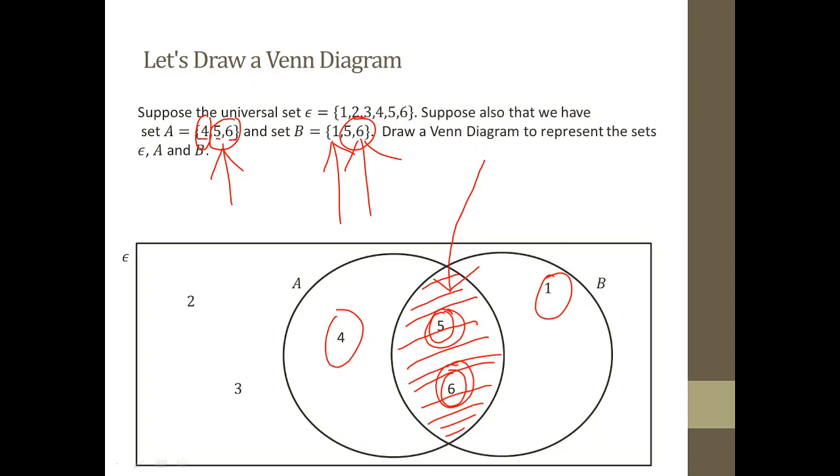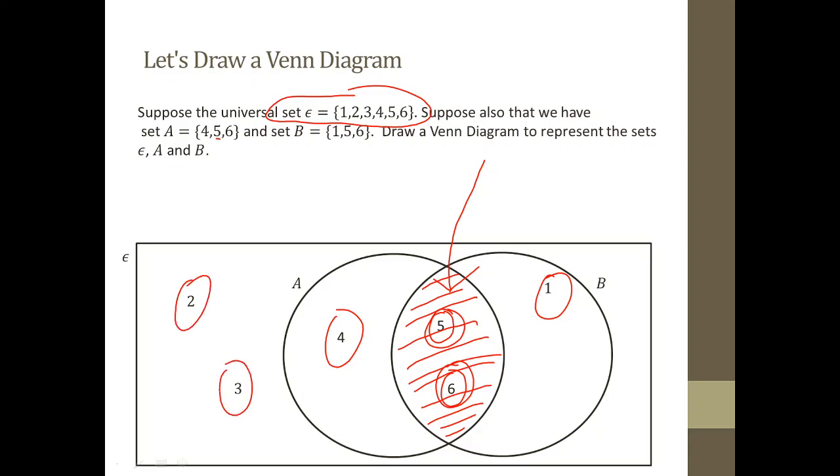Once you are done with the smaller sets, now you can look at the universal set and determine what elements to put outside these two circles. Basically, the elements are 2 and 3, because 2 and 3 are not in set A and they are also not in set B. Can you see? So that's why you put the elements 2 and 3 outside the two circles, meaning outside set A and outside set B. And that's how you draw this Venn diagram.